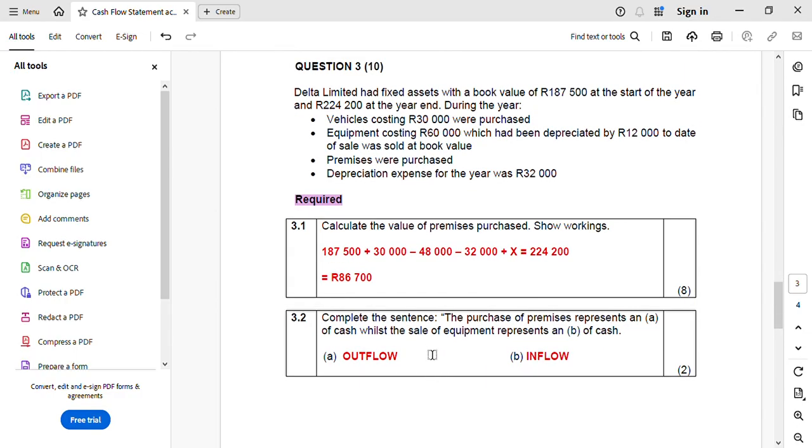Right, then complete the sentence. The purchase of premises represents an outflow of cash, whilst the sale of equipment represents an inflow. If you buy, you are paying, it's an outflow. If you sell, you are receiving, it's an inflow.